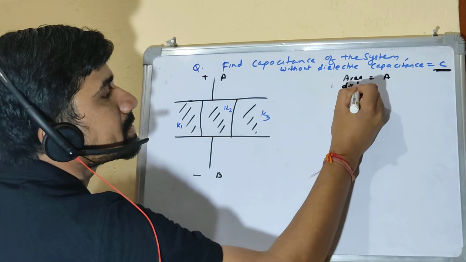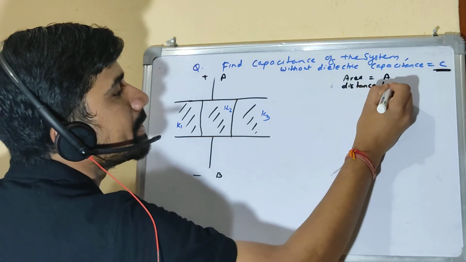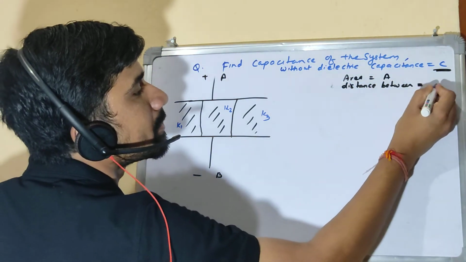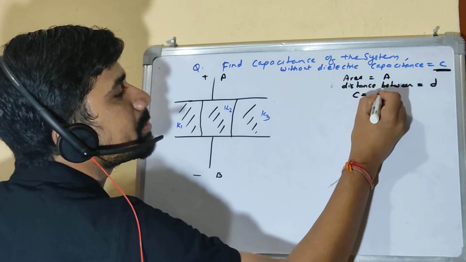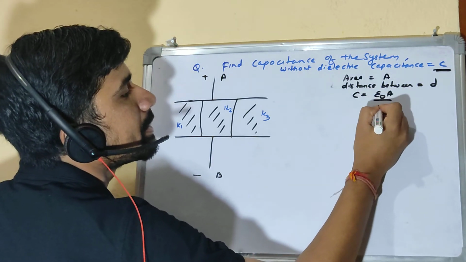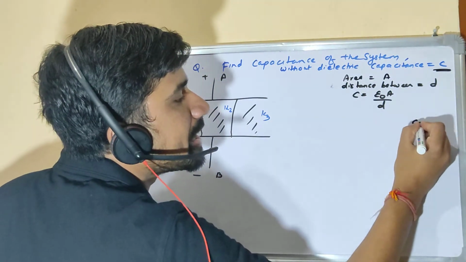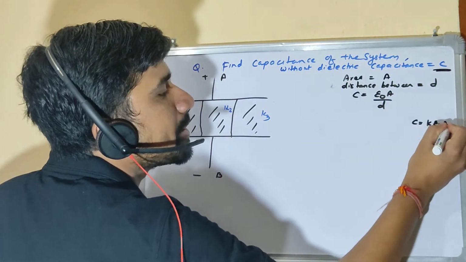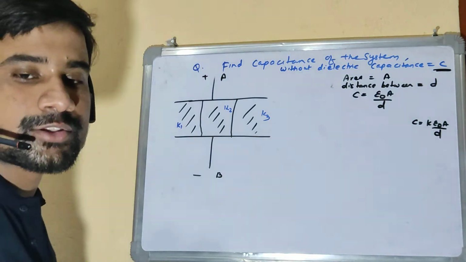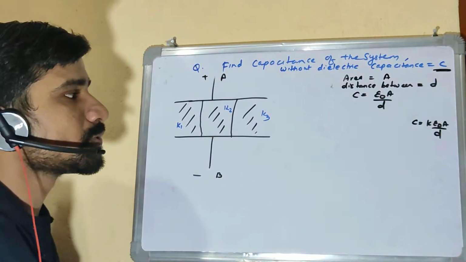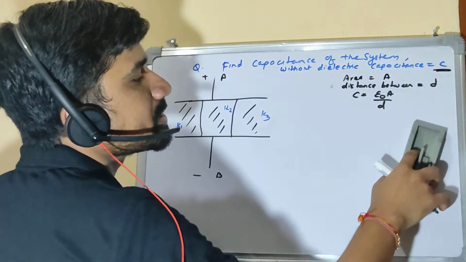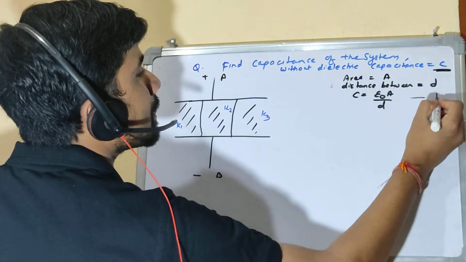Distance between plates is D. We are assuming all that. So initially C will be nothing but epsilon A by D, right? The formula for a parallel plate capacitor is K epsilon naught A by D. But initially, when there was no dielectric and there was air, K becomes 1. So it was epsilon A by D. So C is nothing but epsilon A by D, right?